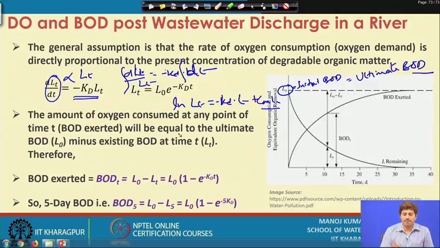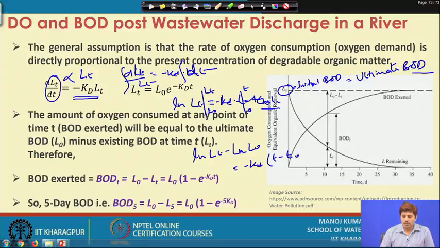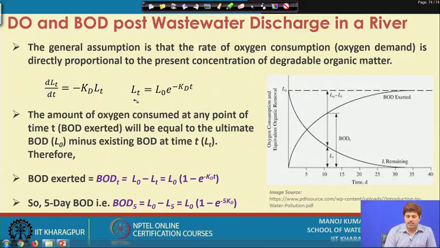Now, what we can do is take the time t varying from 0 to t, then we do not need an integration constant, and the concentration varies from L0, the ultimate BOD, at time 0 to Lt. So, this becomes ln Lt minus ln L0, and the right side becomes minus Kd times (t minus t0), where t0 is actually 0 over here, right. So, this equation eventually translates to the solution Lt is equal to L0 e to the power minus Kd t.